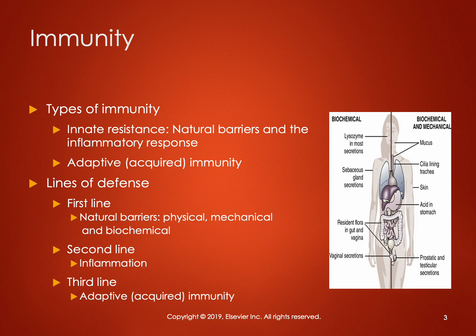The first line of defense, which is probably a review for you, is what we call the natural barriers, whereas the second line is the inflammatory response. And we are going to speak a lot more about the difference between the first line, our natural barriers, and our second line, which is inflammation. And in the next lecture, we will talk about adaptive, which is the third line of defense.